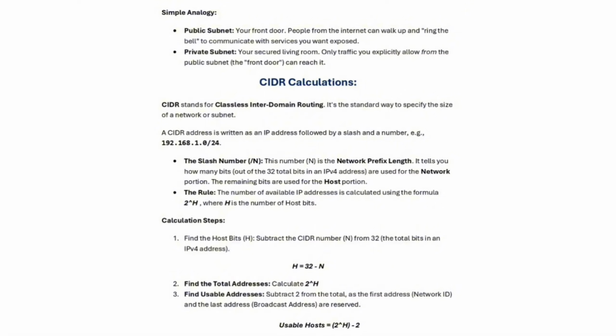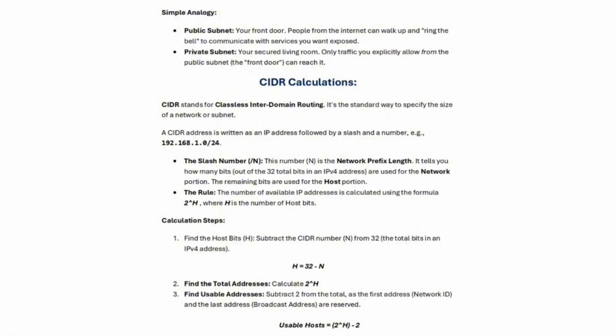So the rule would be the number of available IP addresses is calculated using the formula 2 power h, where h is the number of host bits. What are the calculation steps? First would be find the host bits. Subtract the CIDR number n from the 32 total bits in an IPv4 address, which would be h equals 32 minus n.